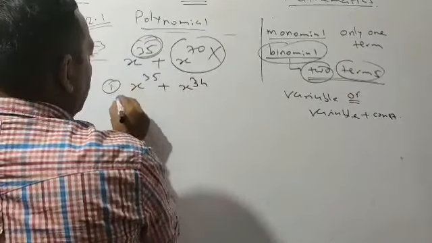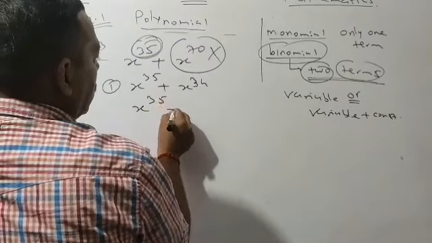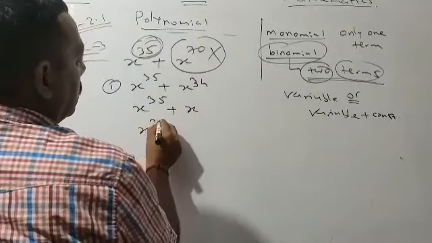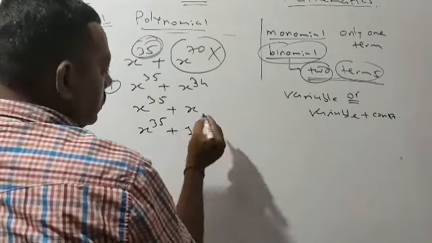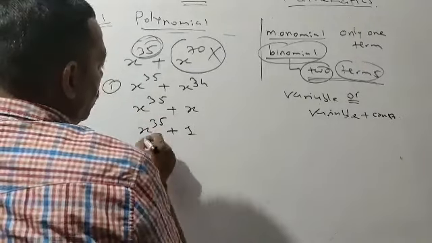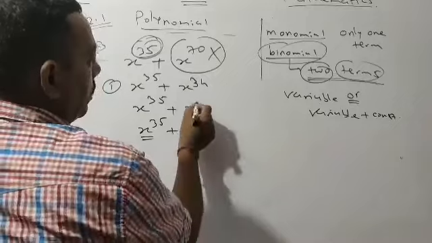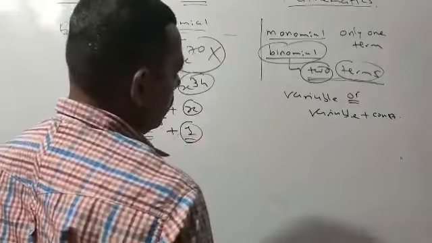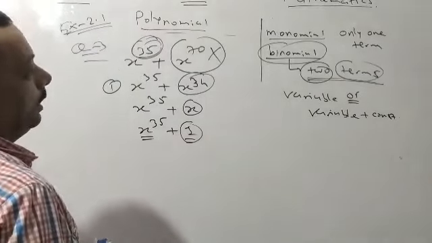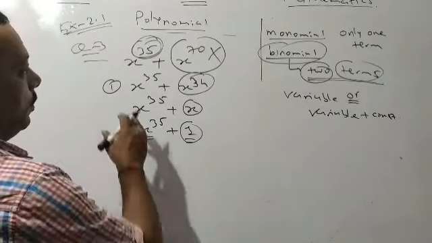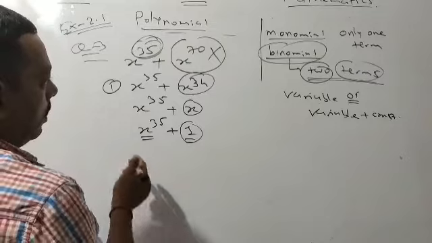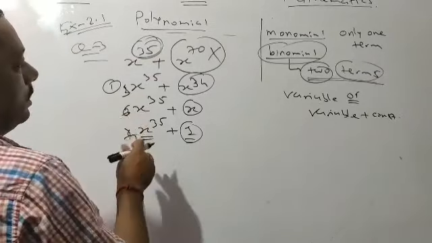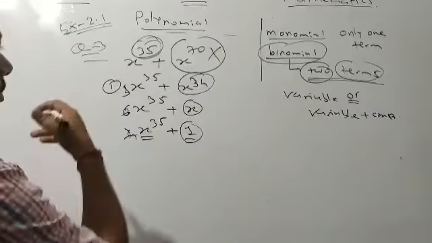This is not the only answer. There are infinite answers. x raised to 35 plus x, or you may write x raised to 35 plus 1. Because this is one term, this is two terms. Here variable, here constant. So these are examples of binomial. If I say write 5 examples, you can write this 3, and then another 3, 2, 3, 4 or 5, 6, 7. These are different examples because the coefficients are changed.